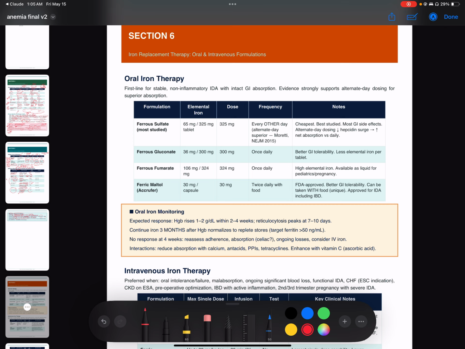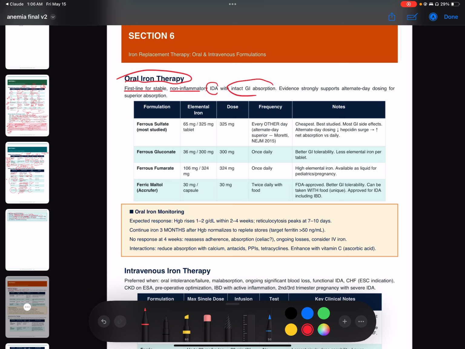So iron replacement will be between oral and IV, and it comes in different forms, so it can be a little bit confusing. So let's start with oral iron therapy. Oral iron will be first line for stable patients who don't have inflammation, because if they have inflammation, like celiac disease, you can give them oral iron but they will not absorb it. So you need to use it in non-inflammatory IDA with intact GI absorption.